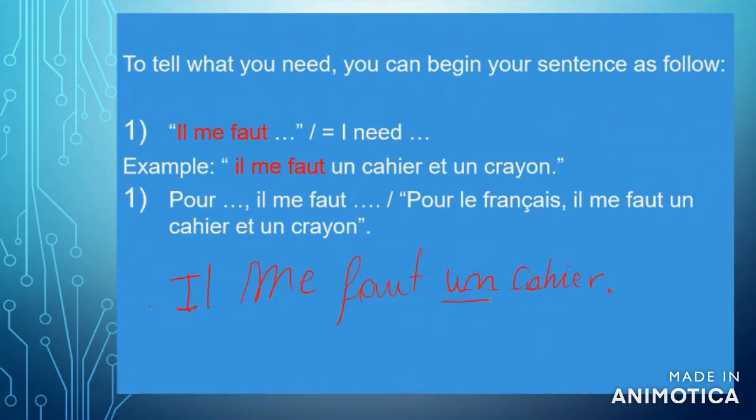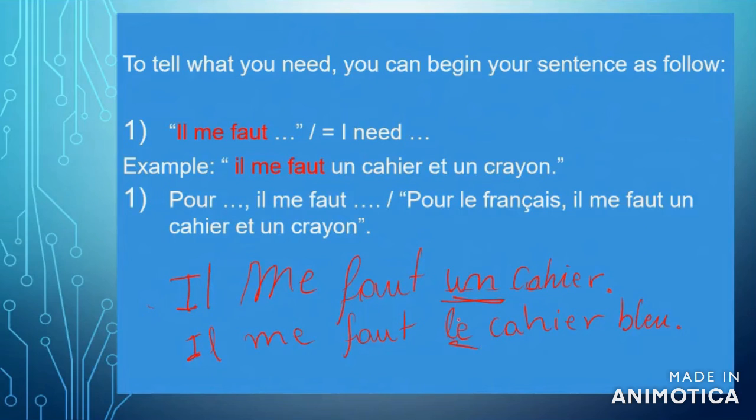By using un, you can see that I'm talking about a notebook, but I don't really specify what type of notebook. But if I say il me faut le cahier bleu. Il me faut le cahier bleu. As you can see, from one, I use an indefinite article, and from two, I use a definite article. Put in mind, if you read this, I need a notebook, but I need the blue notebook. Which means that from the second one, you are already at the place, looking at the notebook that you need, and that is the difference between using indefinite or definite articles.